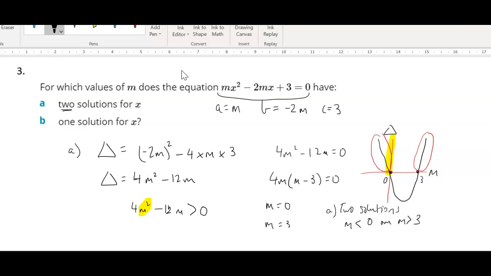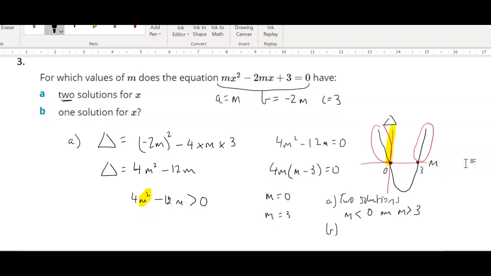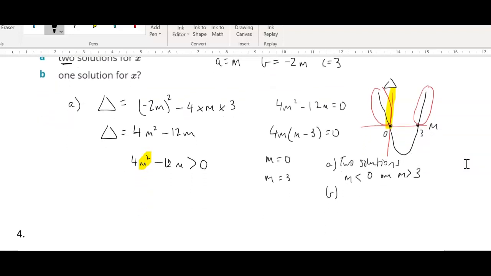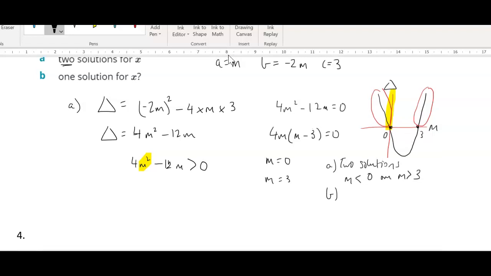For question B, we've got one solution for x. All right, I might just have to scroll up a little bit so we've got a bit of space. All right, so you can see where we've crossed the m-axis, we just have one solution. Okay, so we're going to have m equals 0 or m equals 3. Now, we've got to actually test whether those two values actually work.